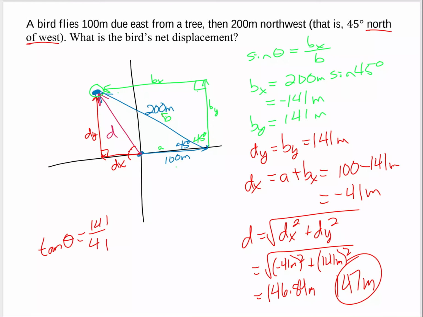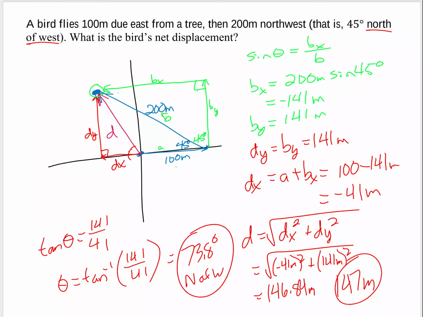So then you need to do inverse tangent on both sides. d sub x is negative 41. It is, but we don't need to know that. In this case, we just want the angle. So inverse tangent of 141 over 41. What do we get? 73.786. 73.78, so we're going to call it 73.8 degrees north of west. There you go, 147 meters, 73.8 degrees north of west, and we're done.